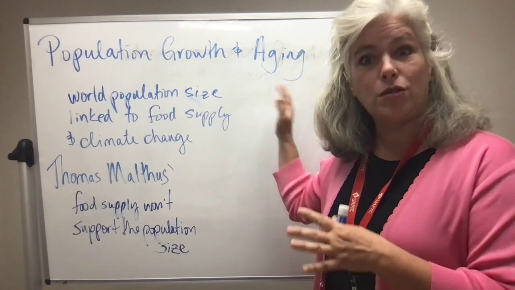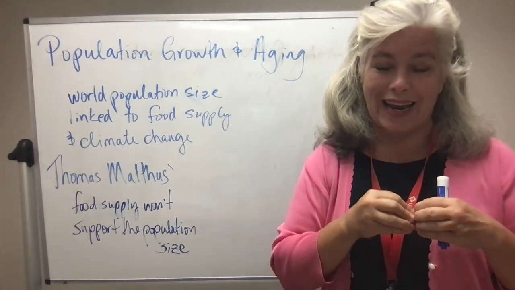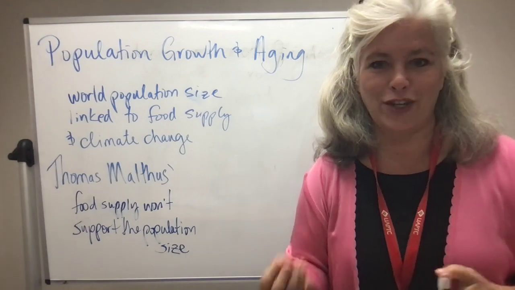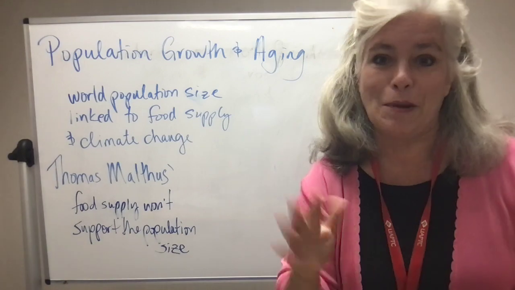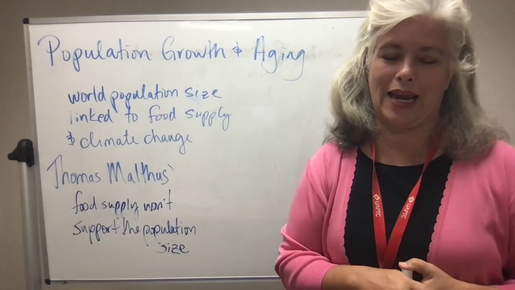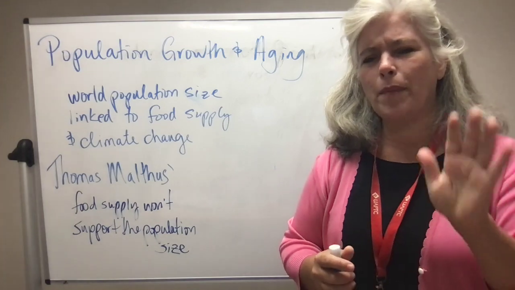In the next video, we'll talk about the aging population. We'll talk about populations that are shrinking and something called a demographic transition model that attempts to explain why populations are shrinking. So anyway, we will look at this, and also the population and aging.